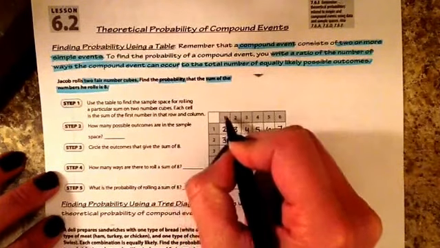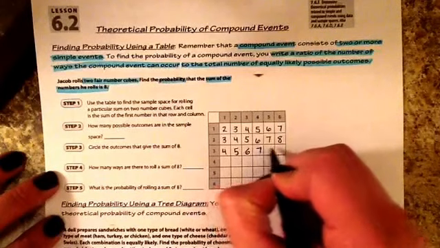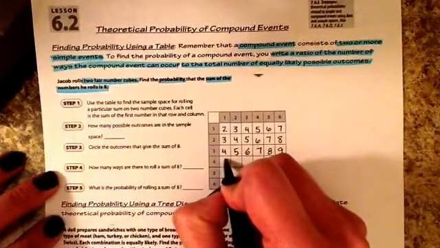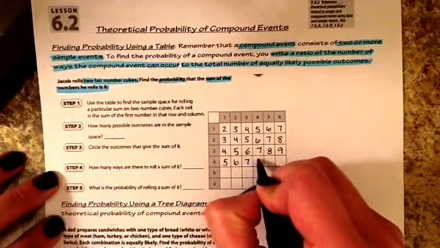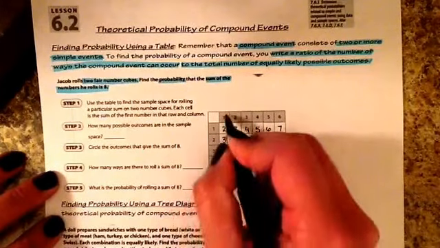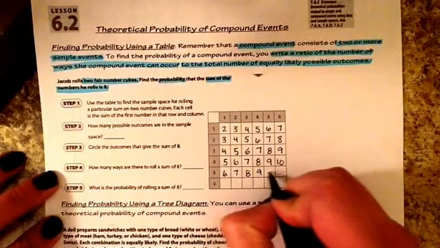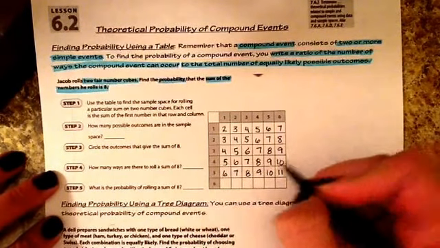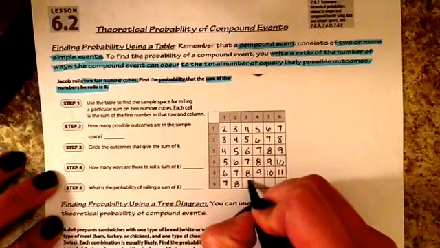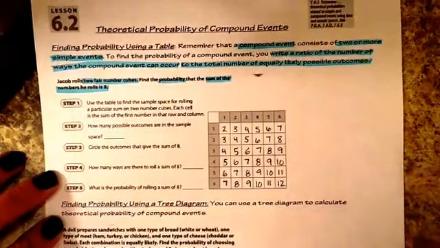If I added a 3 and a 1, it would be 4, 5, 6, 7, 8, 9. If I added a 4 and a 1, that would be 5, 6, 7, 8, 9, and 10. If I rolled a 5 and a 1, the sum would be 6, 7, 8, 9, 10, 11. If I rolled a 6 and a 1, my sum would be 7, then 8, 9, 10, 11, and 12.